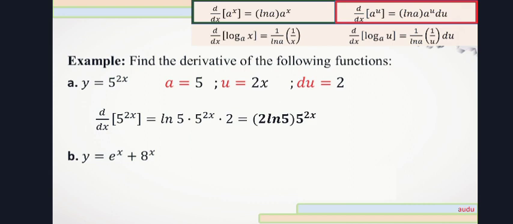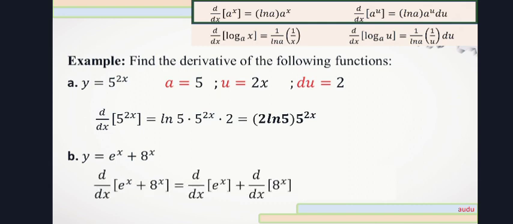Another one. Letter B, y is equal to e raised to x plus 8 raised to x. So ito, gagamit tayo ng sum rule. Pwede natin hiwalayin muna yung derivative ng e raised to x, then i-add natin sa derivative ng 8 raised to x. Okay? And we all know that derivative of e raised to x is itself. Tama? So, derivative of e raised to x is simply e raised to x.